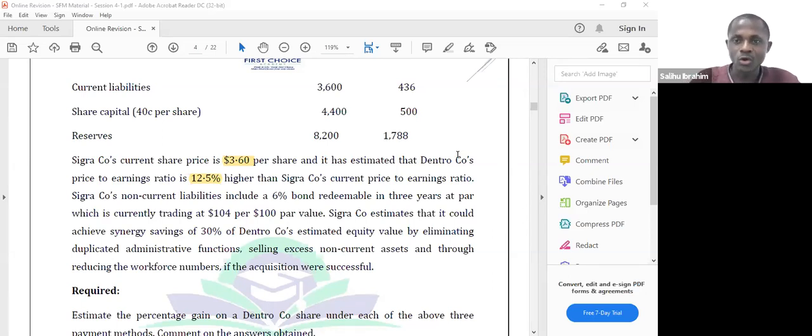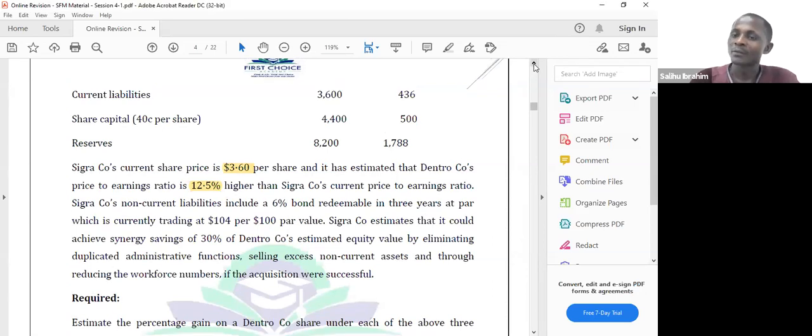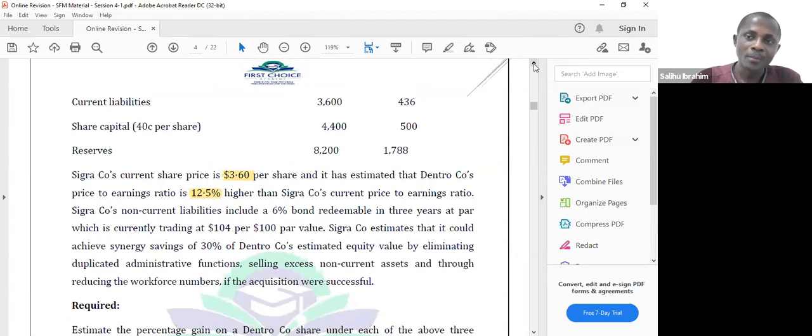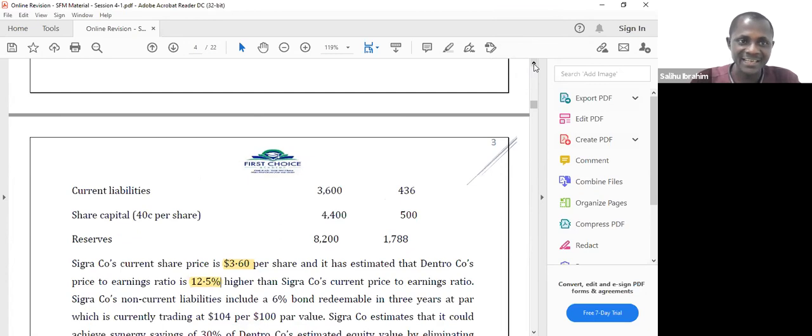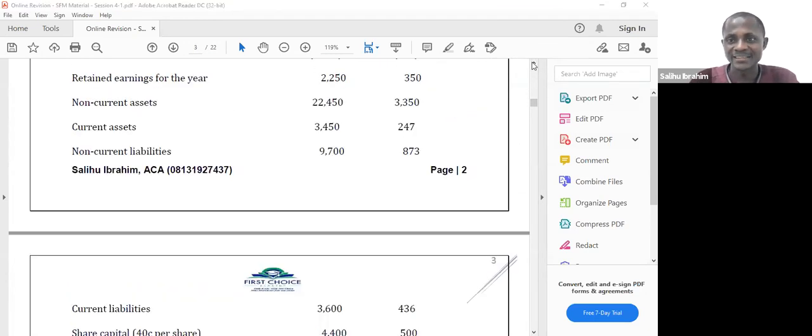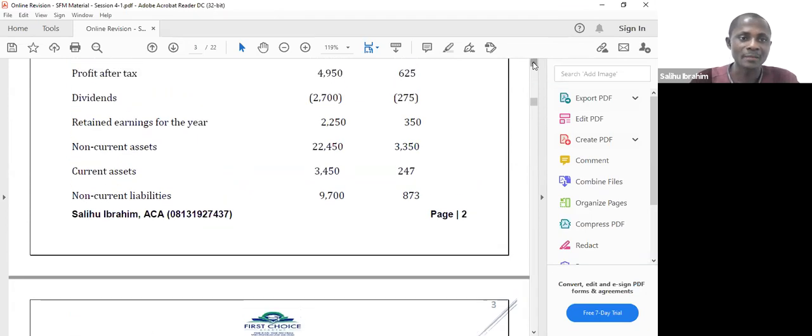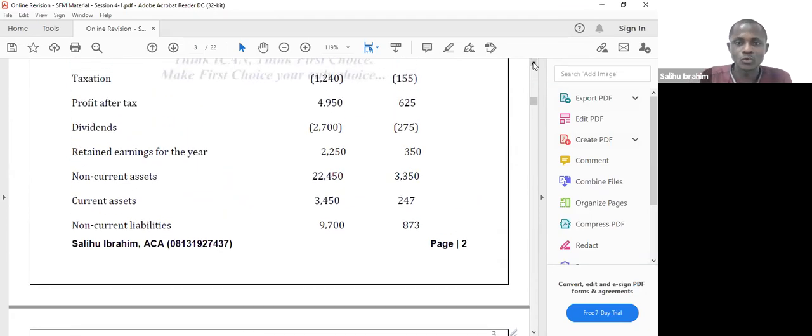Now, I can go ahead and compute the earnings per share of Dentroco, because market price per share is price earnings ratio multiplied by EPS. So I have gotten the price earnings ratio. I need the what? I need the EPS. So how will I get my EPS? The same thing you did to Sigraco. What is the number of shares? The profit after tax, 625. What is the number of shares?